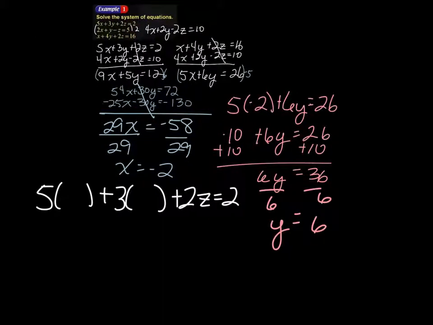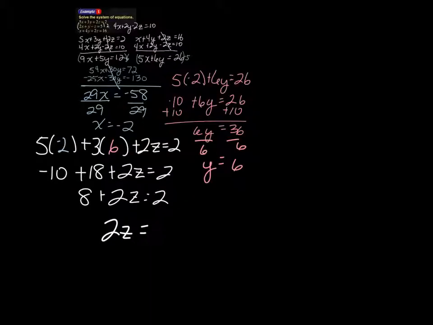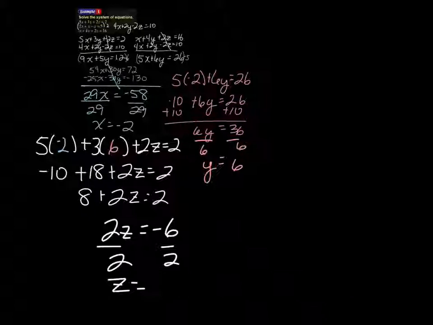And now to get z, we need to go back into one of the original equations. And I'm going to use the first one. Why not? 5 times x we found was negative 2, plus 3 times y we found was 6, plus 2z equals 2. So I've got negative 10 plus 18 plus 2z equals 2. So 8 plus 2z equals 2. Subtract 8 from both sides, and 2z equals negative 6. Divide by 2, and z equals negative 3. Kind of using that Olympic theme here, a little red, white, and blue.